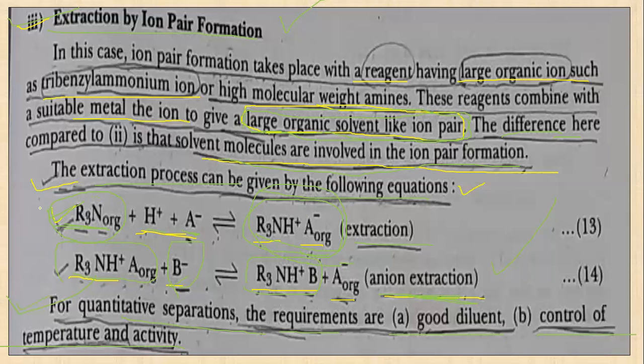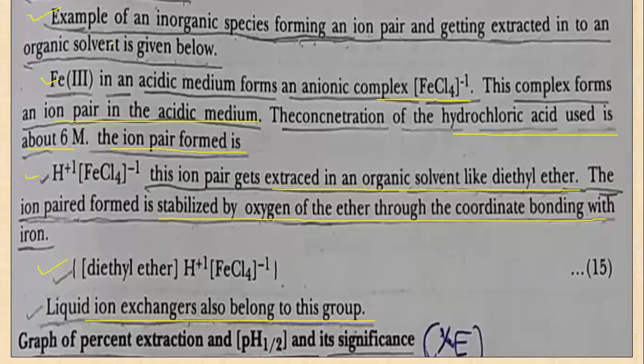So the organic reagent reacts with H plus A minus, and there is formation of a complex. That complex again reacts with the B minus ion, and the A ion is replaced by the B ion. So a separation of ions takes place, or ion B can be extracted. Here is a general example, you will get a clearer idea from it.